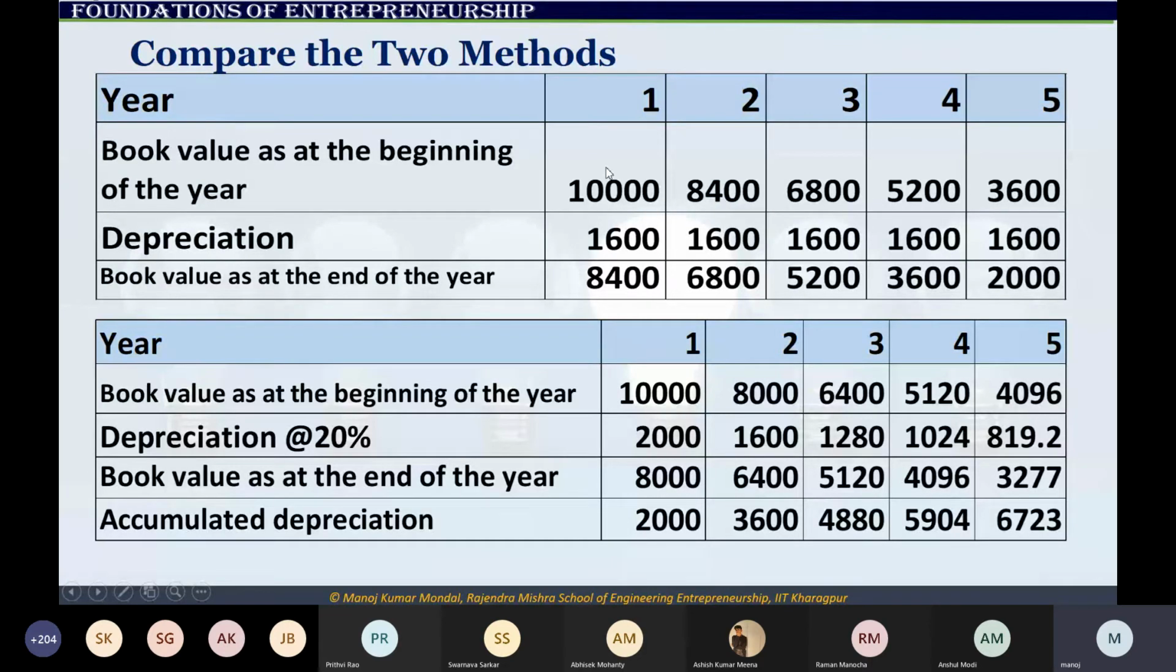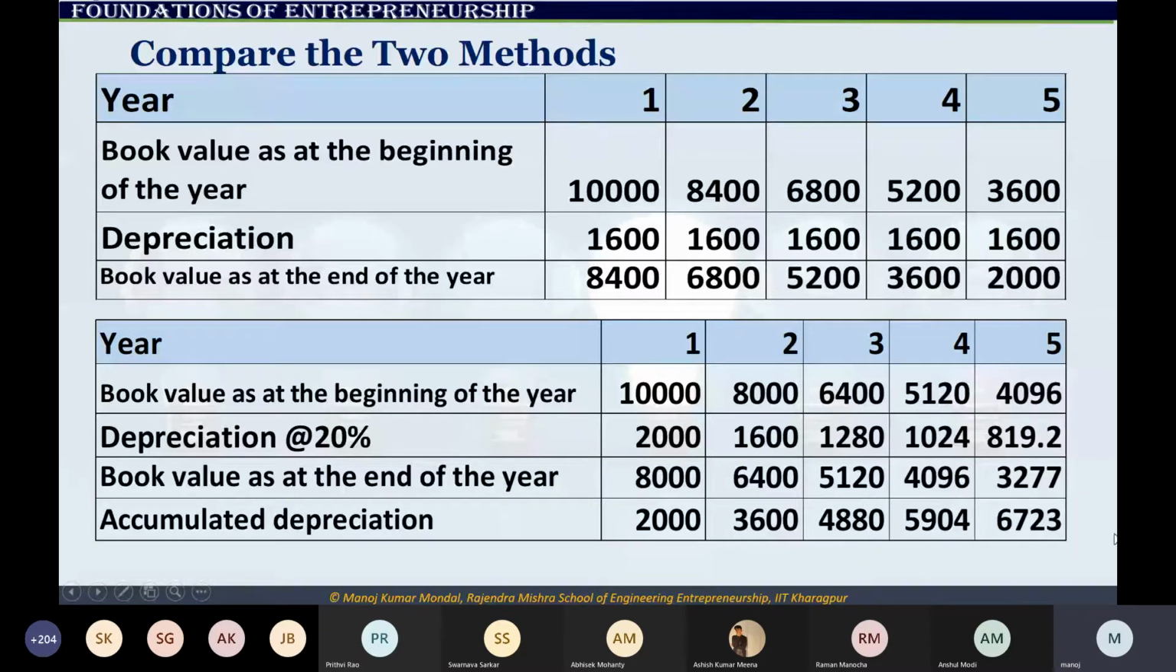Now this has been explained, and I have juxtaposed two methods of depreciation. Same asset cost of 10,000 rupees. At the end of the fifth year, the value here is 2,000 rupees, and at the fifth year here the value is this. So this is getting depreciated at a much lower rate. At the beginning, depreciation is more, because here depreciation is only 1,600, here it is 2,000. Book value becomes 8,000, but then gradually depreciation reduces. It becomes 800 only. So the value remains more, 3,277. Here it is 2,000.